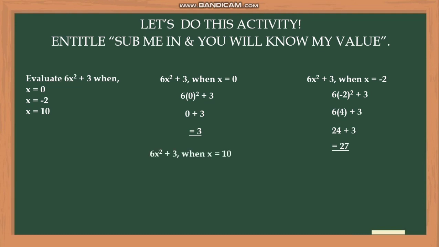The last number would be when x is equal to 10. Substitute the number, and you have 6 times 10 squared plus 3. Simplify: 10 squared will be 100. Then 6 times 100 plus 3. We have the answer 603.